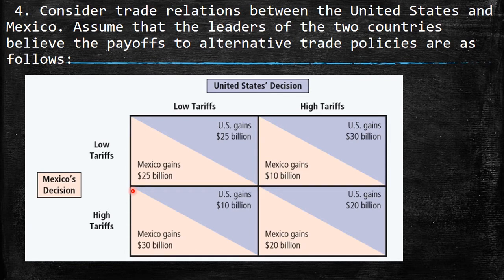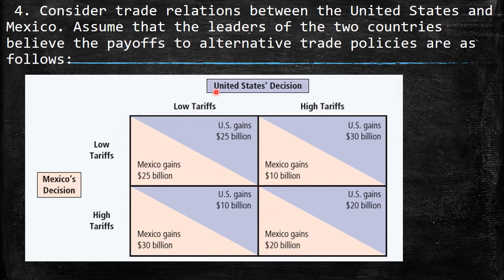So here we have the two players. Who are the two players? The United States and Mexico. And they have decisions, what we call a strategy. Obviously they depend on the others' decisions, which is why this is game theory. So what are the strategies? They can operate low tariffs or high tariffs. Depending on the other one, we start to analyze the payoffs.